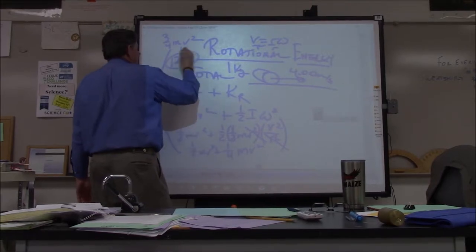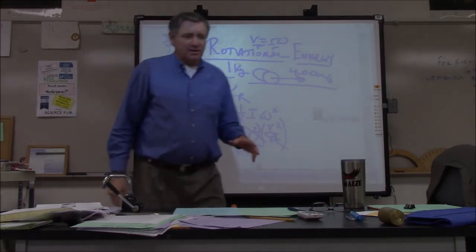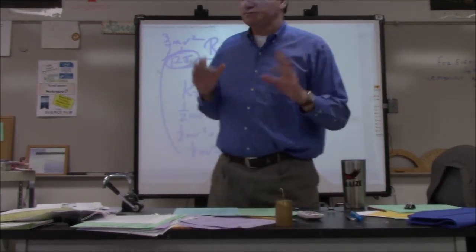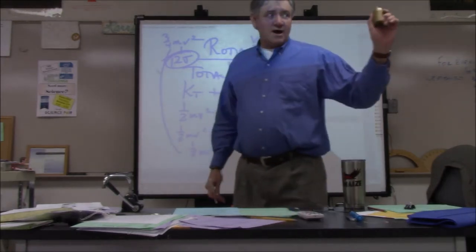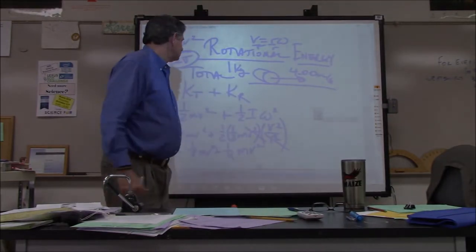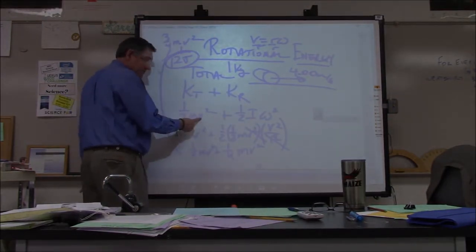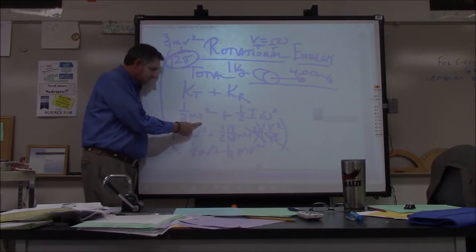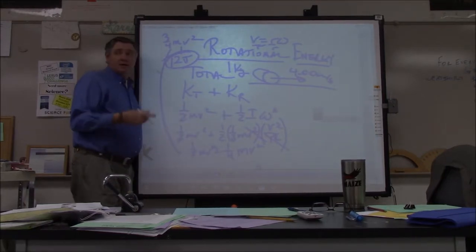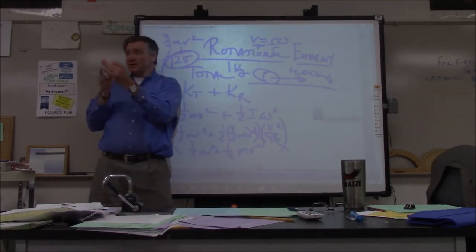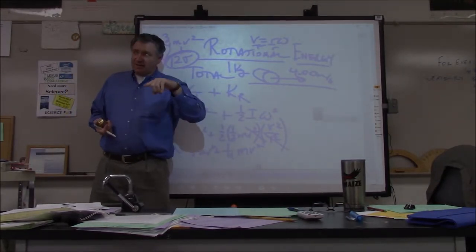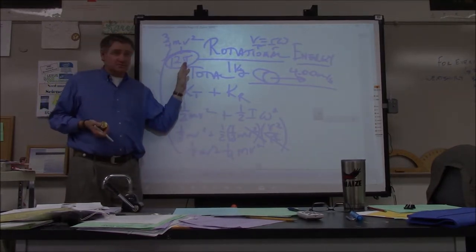12. So I got 12 joules of energy. So if this thing is rolling at 4 meters per second, the total energy is going to be 12 joules. Now, how much energy would it have if it was just moving at 4 meters per second? Well, that'd be 4 squared, which is 16. Half of that is 8, mass is 1 kilogram. So if it's just moving, without rotating, it would have 8 joules of energy. But since it's moving and spinning, I got a total of 12 joules of energy.